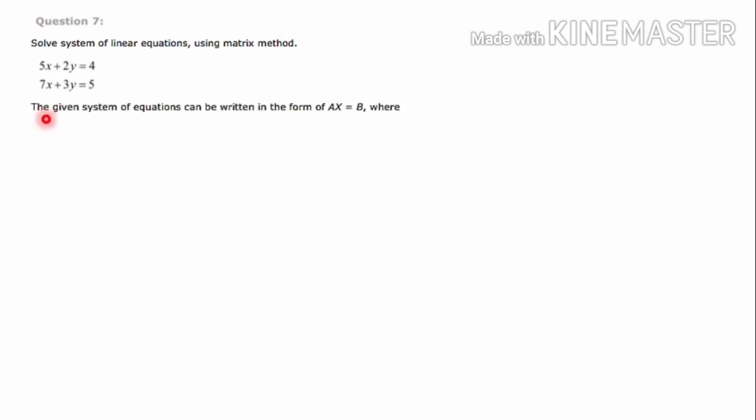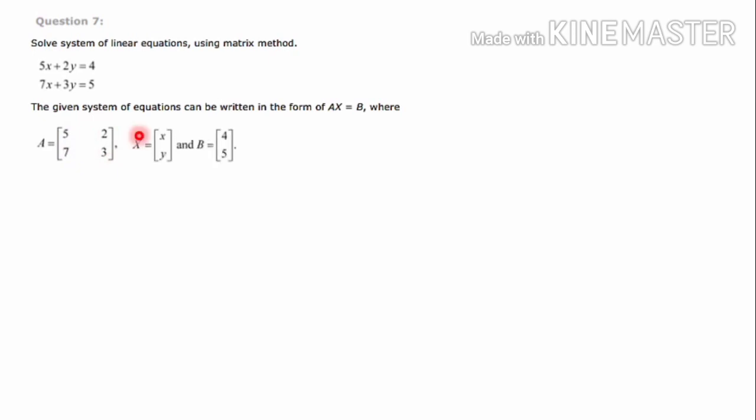So, we have to write the given system of equations in the form AX equal to B. Here A is the coefficient matrix, X is the variable matrix, and B is the constant matrix. Let's write A, X and B. For A, we have to collect the coefficients, that is 5 and 2 in the first equation and 7 and 3 in the second equation. So 5, 2, 7, 3 are the elements.